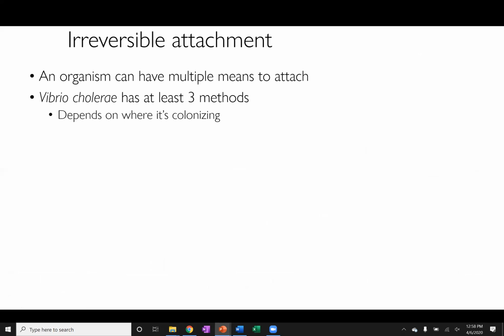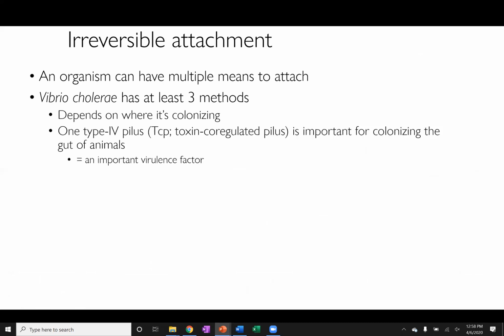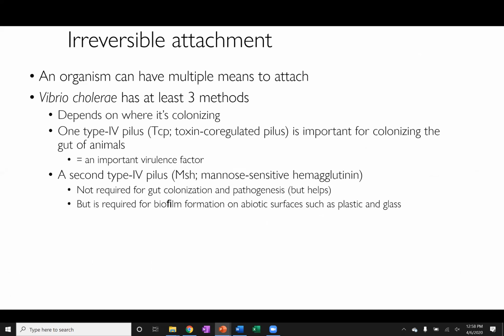For instance, Vibrio cholerae has three methods, and it depends on where it's colonizing. Vibrio cholerae has what we call a type 4 pilus. It's important for colonizing the gut of animals, and thus it is an important virulence factor. It has a second type 4 pilus that's not required for gut colonization pathogenesis, but does aid in it, and is required for biofilm formation on abiotic surfaces, such as plastic or glass.